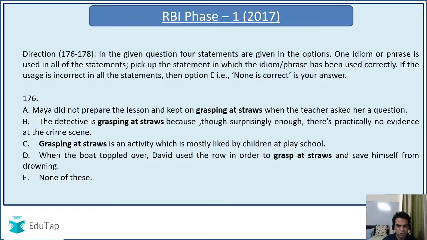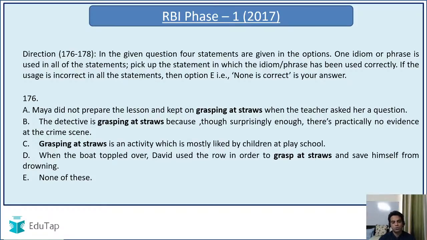So this is the paper which was given in 2017. Let's read the sentences, guys. Maya did not prepare the lesson and kept on grasping at straws when the teacher asked her a question. Second sentence, the detective is grasping at straws because, though surprisingly enough, there is practically no evidence at the crime scene. Option C, grasping at straws is an activity which is most liked by children at play school. And sentence D, when the boat toppled over, David used the row in order to grasp at straws and save himself from drowning. Yes, guys, which of these is the correct answer?